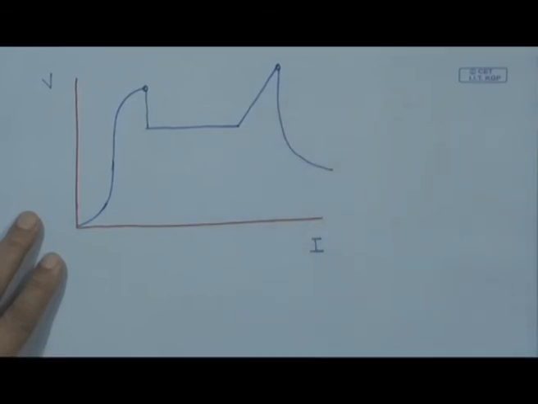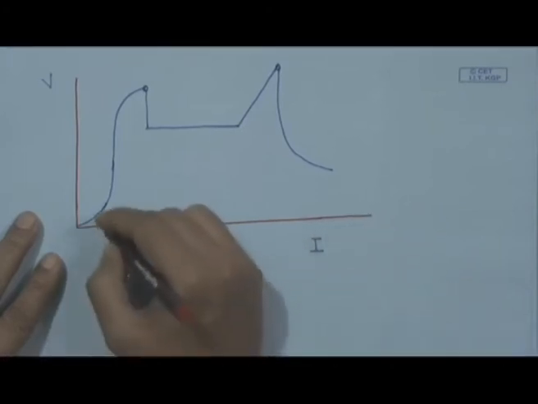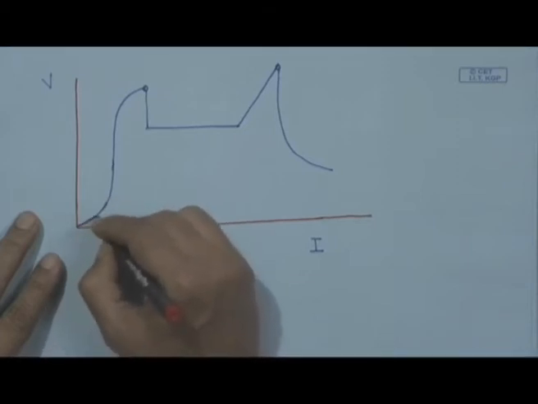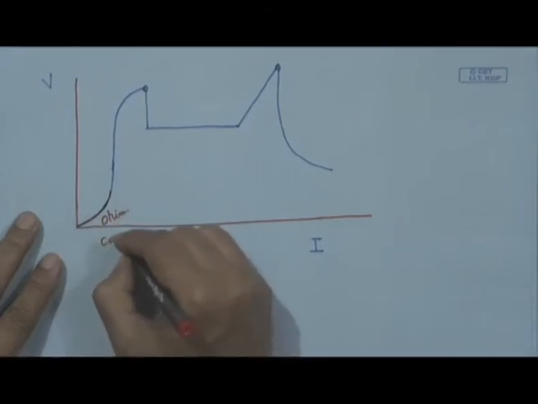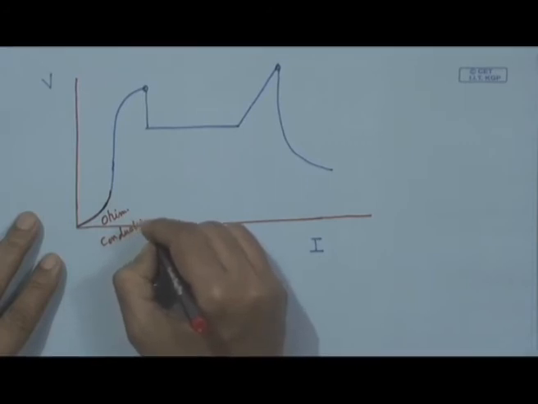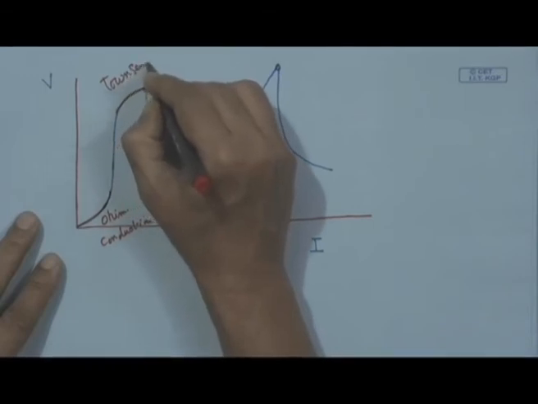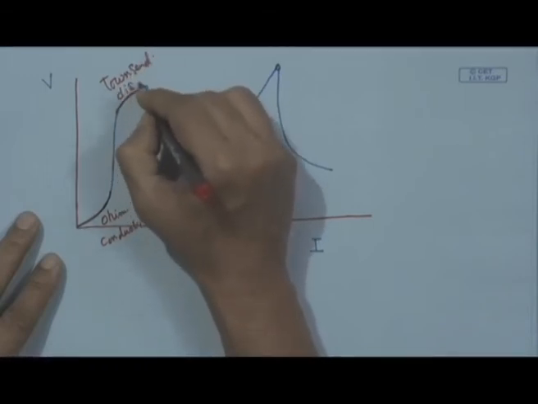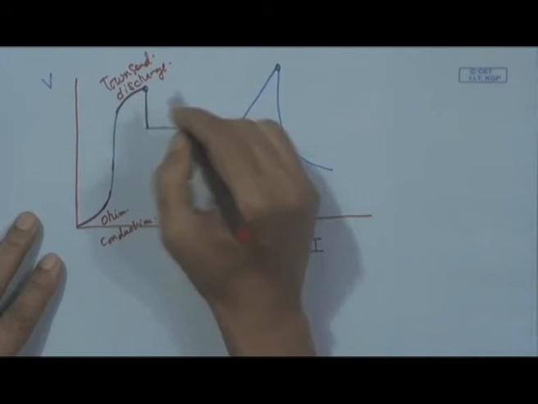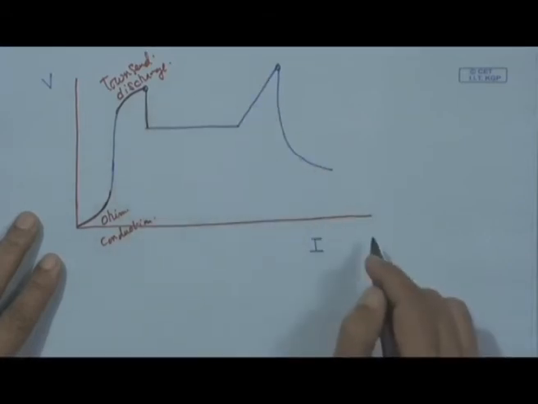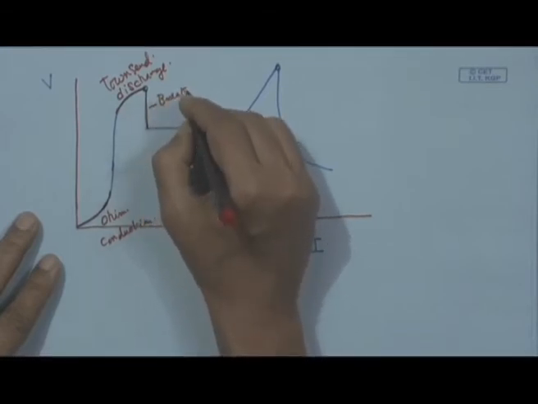So, let us identify the various sections of this graph. This first part is called ohmic conduction. This side is called Townsend discharge. This is the drop, the fall of voltage without any change in current. This is actually called breakdown, the process of breakdown.